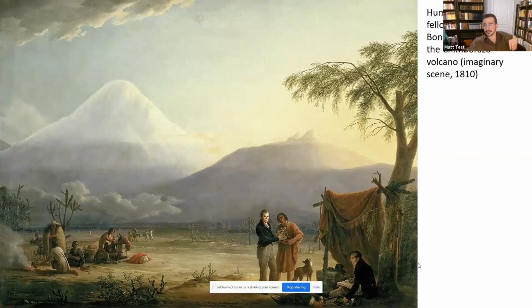So here's a painting. I forgot the name of the painter. It was a French painter who did this in 1810, featuring Alexander von Humboldt. It says here, Humboldt and his fellow scientist Aimé Bonpland at the foot of the Chimborazo volcano, which I believe is in Ecuador. And they're working there with Native Americans in Latin America. This is, again, where some of the most robust discoveries into nature happened that Alexander von Humboldt had made.